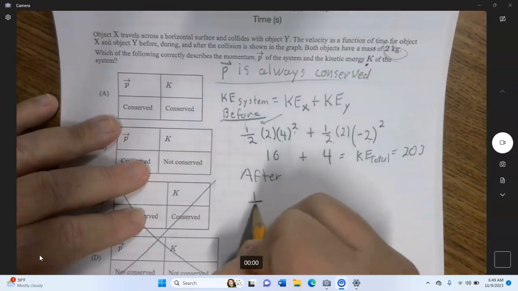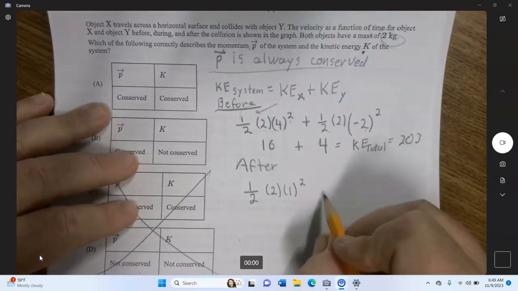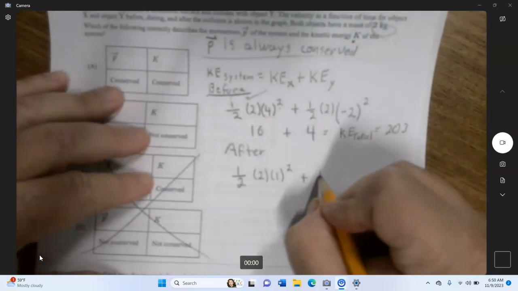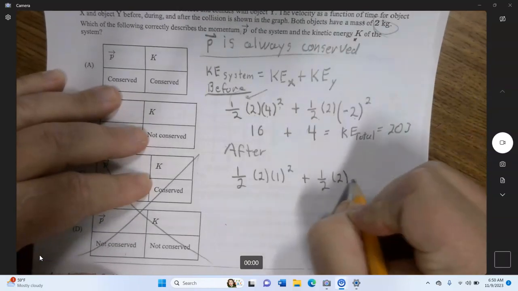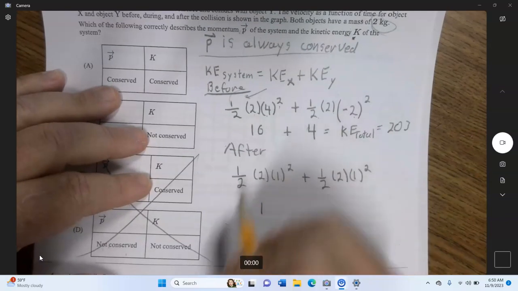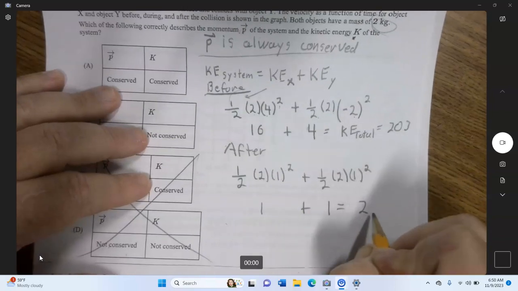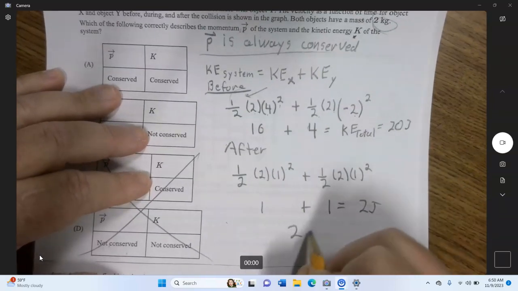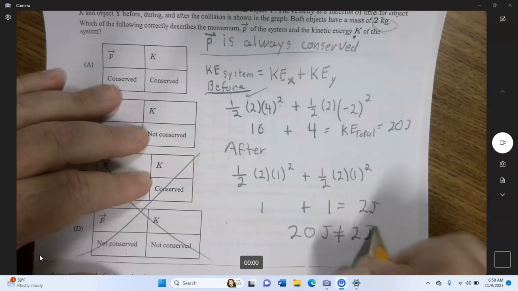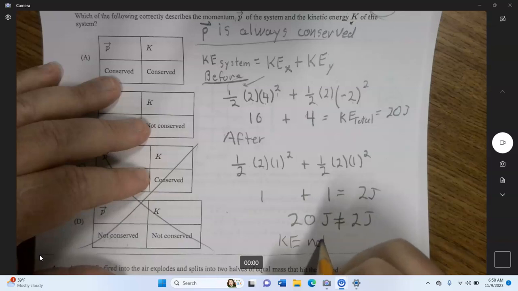And the first object is 1/2 times 2 times 1 squared. And the second object is the same thing, because they're now going the same velocity right there at 1. So it's 1/2 times 2 times 1 squared. So this equals 1. 1 squared is 1. 2 times 1/2 is 1. So that's 1 plus this same thing, 1, equals 2 joules. Okay, so 20 joules does not equal 2 joules, which is the energy you have after. So KE is not conserved.